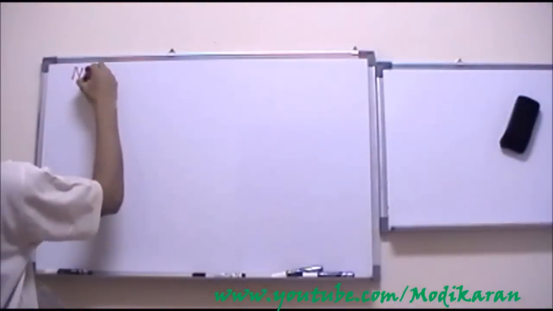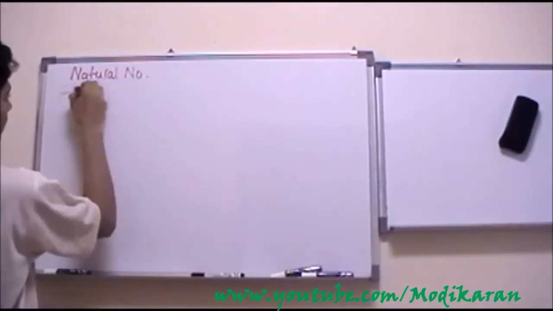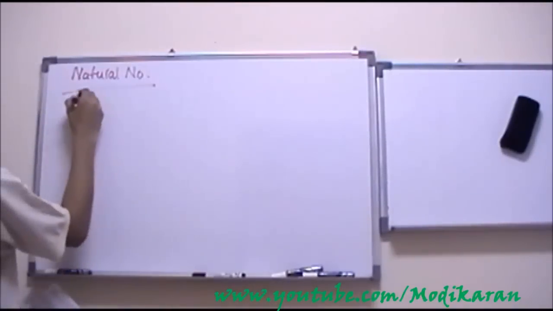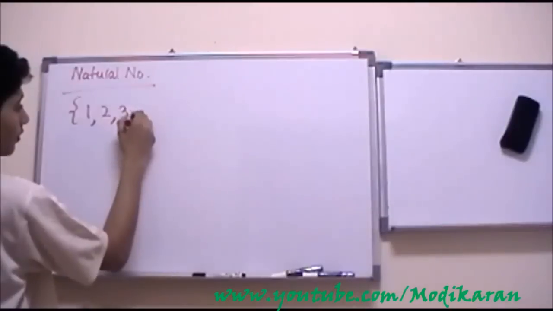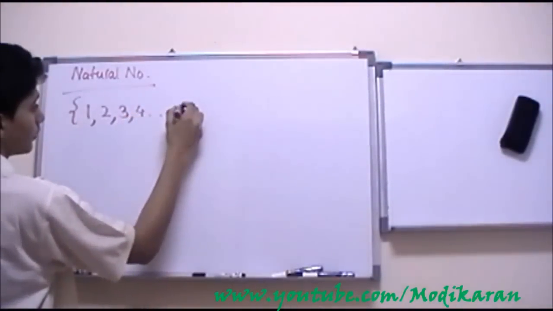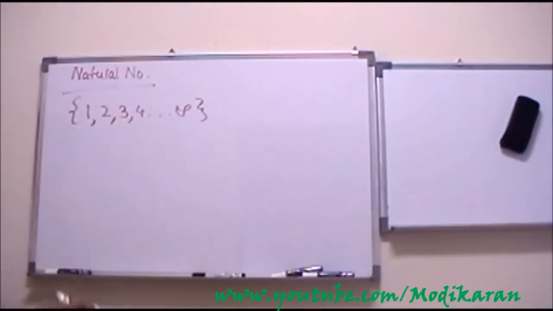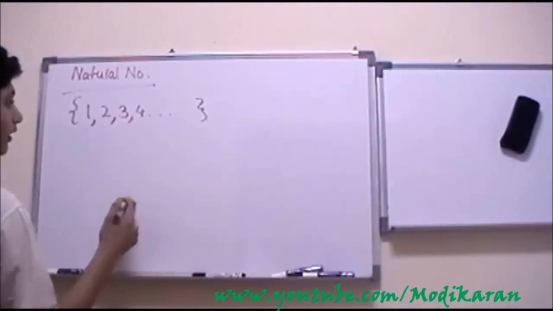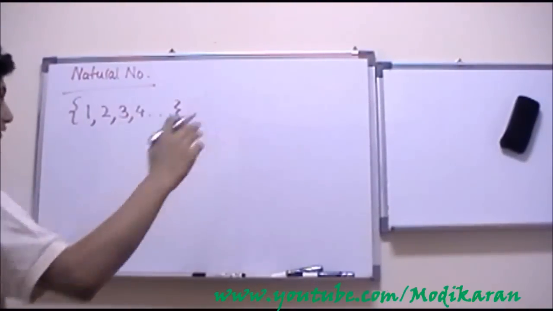Natural numbers. Now, you may have remembered that natural numbers start with 1, 2, 3, 4 to infinity. Just goes on forever. When you put these 3 little dots, you don't need to write infinity, but it does. So basically, it starts with 1 and goes to infinity.